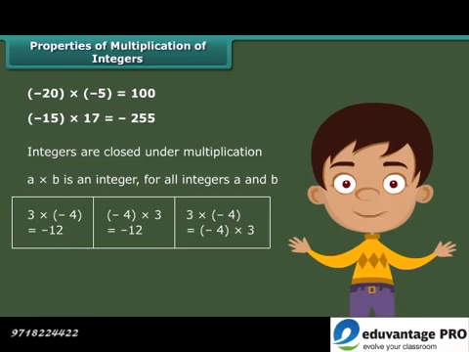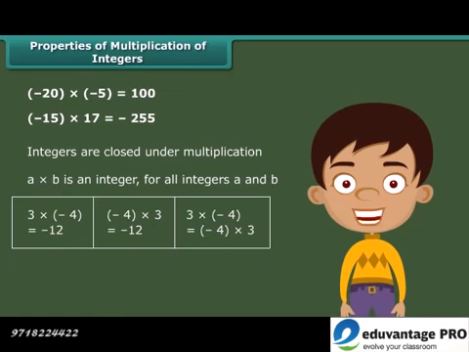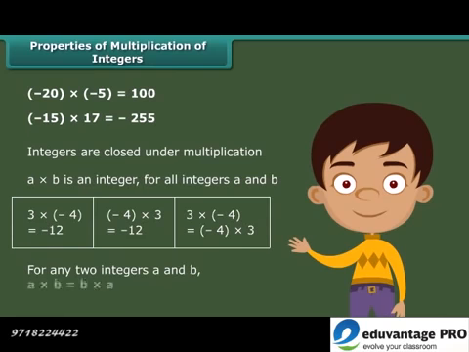Now observe this example. We can say that 3 into minus 4 is equal to minus 4 into 3. Therefore, multiplication is commutative for integers. In general, for any two integers a and b, a into b is equal to b into a.